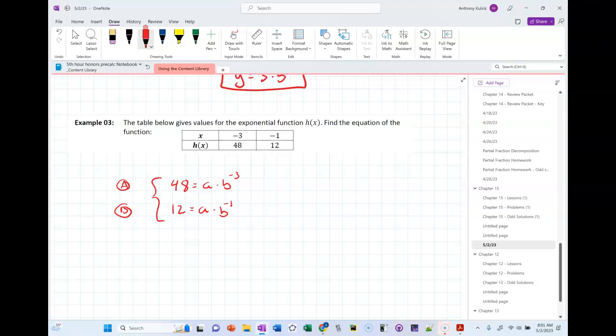Great. So I'm going to divide one of these equations by the other. The choice you'd want to make to make your life as easy as possible is to take the one with the biggest exponent and make that the numerator of the division problem. So that would be equation B, because -1 is bigger than -3. So I'm going to do equation B divided by equation A.